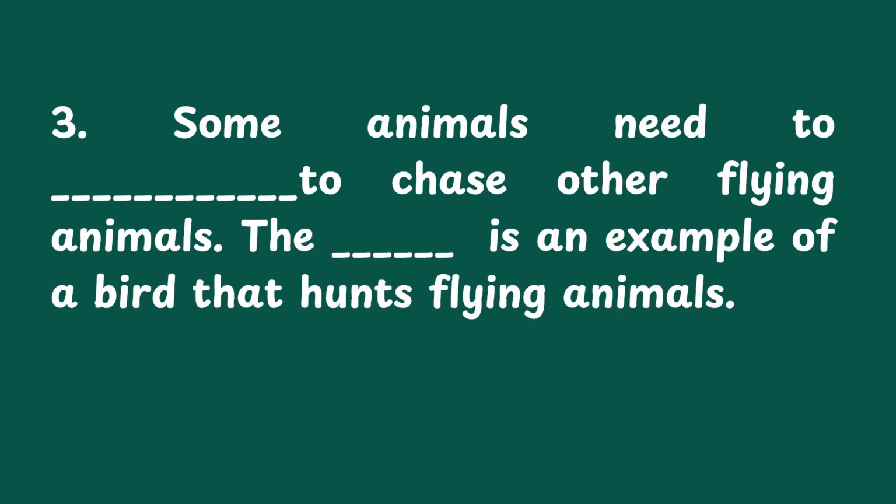Next, for number 3. Some animals need to blank to chase other flying animals. The blank is an example of a bird that hunts flying animals. The answer for the first blank is fly very fast, and falcon in the second blank. The falcon is an example of a bird that hunts flying animals.